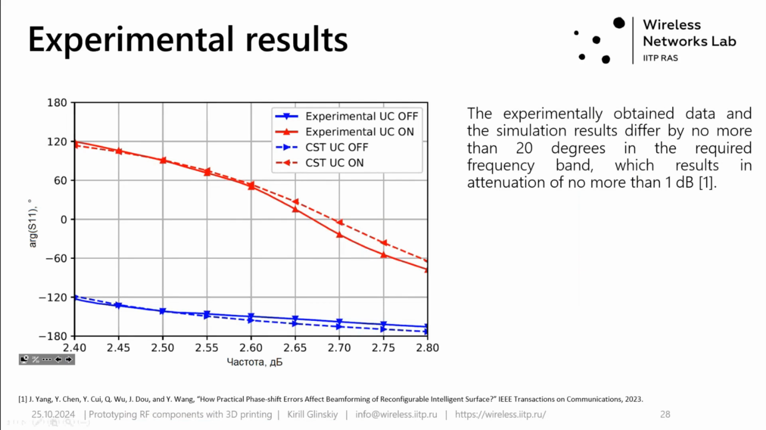So as you can see in the results, for each of the frequency bands from 2.4 to 2.6, sorry, from 2.5 to 2.7, we have obtained a difference of less than 20 degrees, which, while sounding quite large, is in fact an excellent fit for the reflector array, and which results in attenuation of no more than 1 decibel. So our experimental unit cell will have performance nearly similar to the potentially ideal one.